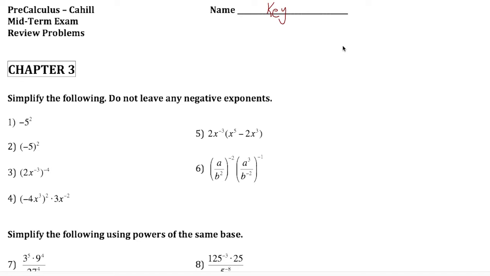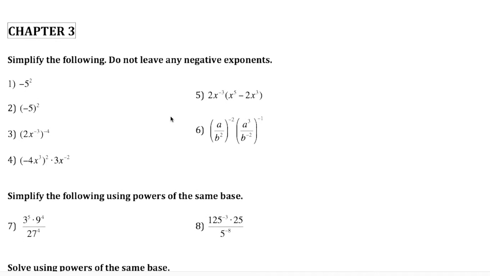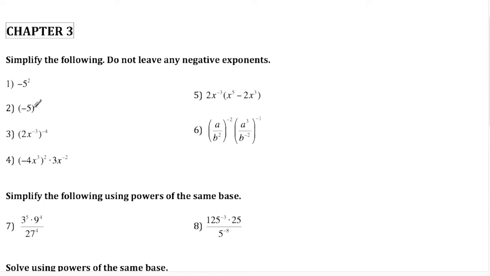Okay, here we go. Chapter 3, exam review. So this is with logarithms and exponentials. And the first section here in the worksheet is to work with exponents and the exponent properties. Order of operations is still the most important part here.